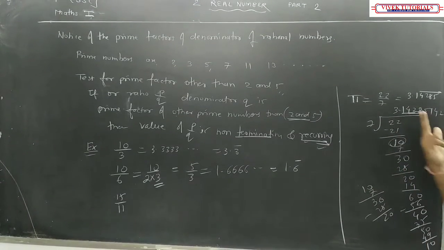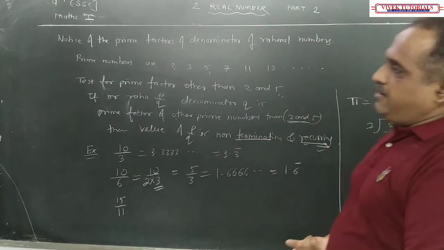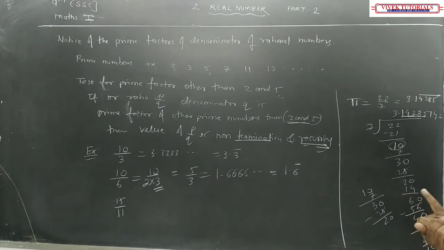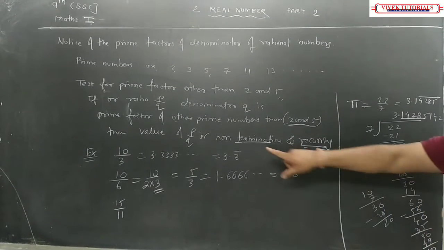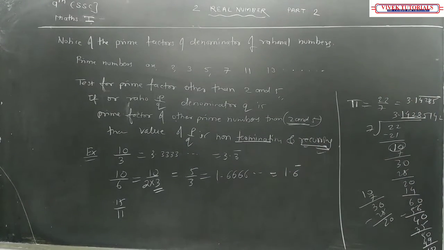Have you understood this? So we have studied two tests. If it is a factor of 2 and 5, it is terminating. And if it is a factor of other prime numbers other than 2 and 5, it will be non-terminating as well as recurring. So this also we are going to copy down properly.